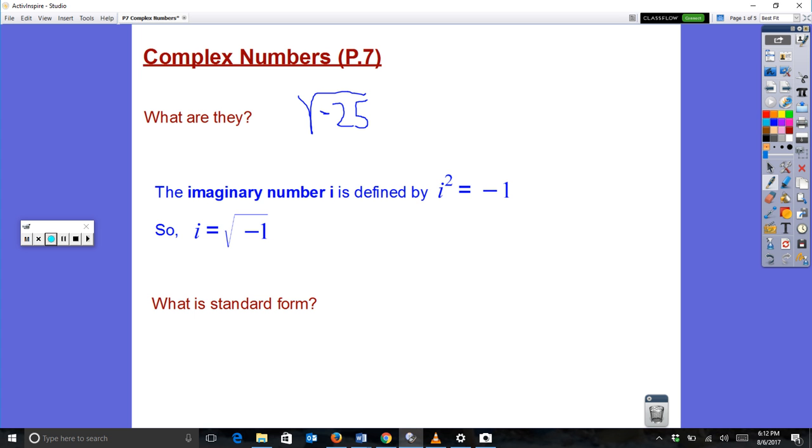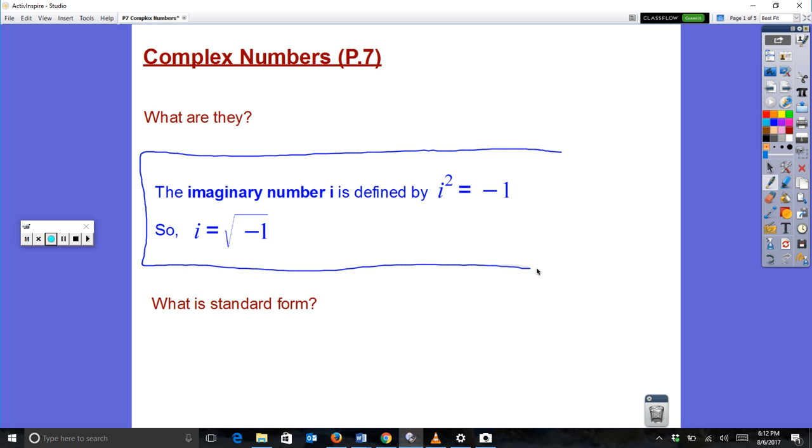So the term complex numbers refers to all combinations of real and imaginary numbers. With imaginary numbers, what we've determined in the past is we come up with the letter i to represent the number that when you take it times itself, you get negative 1. That's what I have in blue here. Here's the definition of the imaginary number i.